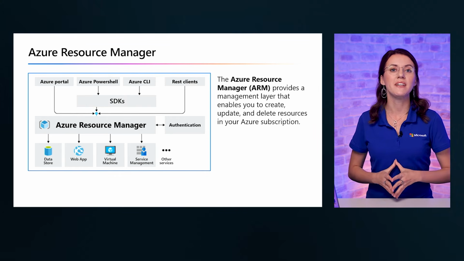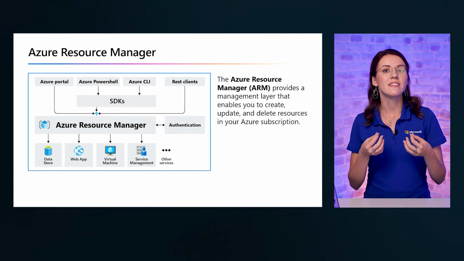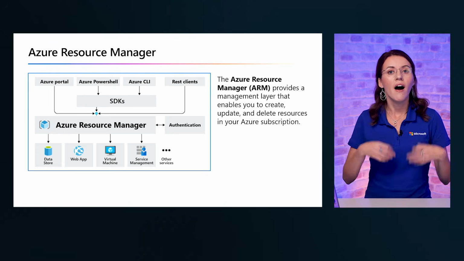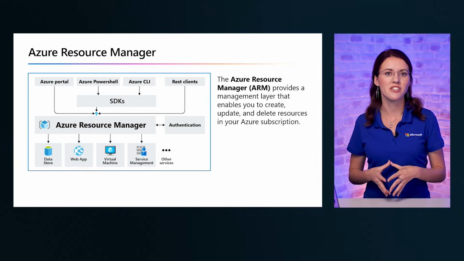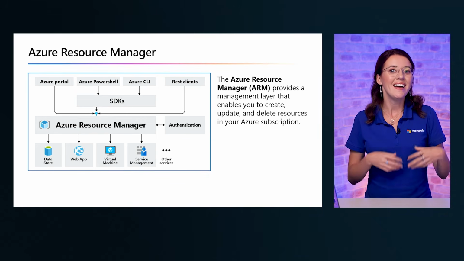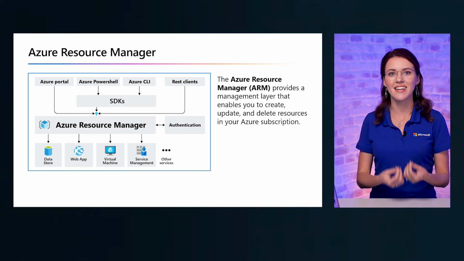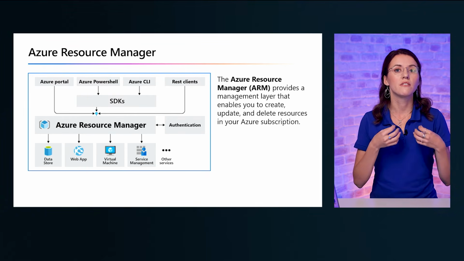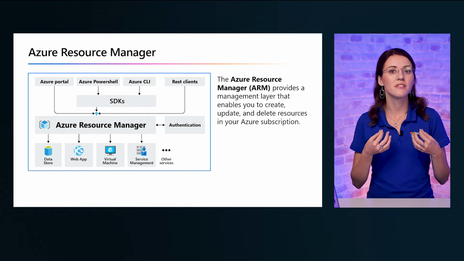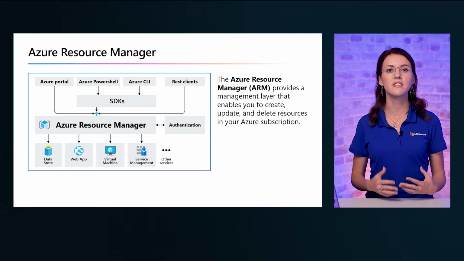When a user submits a request from any Azure tool or API, it is redirected to ARM. ARM performs authentication and authorization checks on the request. It then forwards the request to the appropriate Azure service that takes the requested action. Since all requests are processed through a single API, results and capabilities remain consistent across different tools.